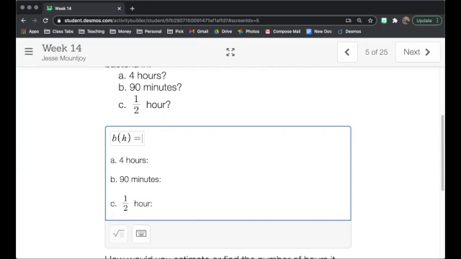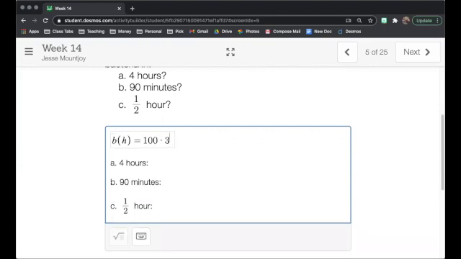And so they told us the starting place was 100 bacteria. And they also told us that it's tripling every third hour. So there's our exponential function right there, 100 times 3 to the h power. That's all you've got to do in order to write a function. You just need the starting place and the growth factor.